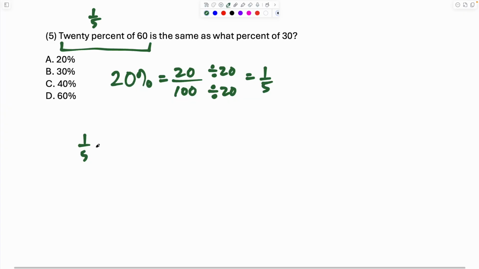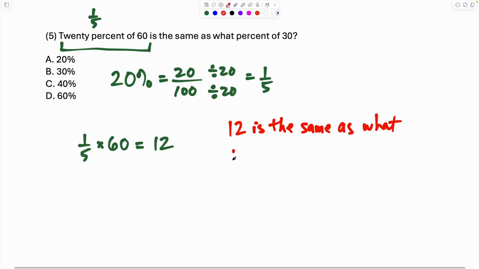So I'll start by doing 1/5 times 60. And if I do 60 times 1/5, that's the same as doing 60 divided by 5, which is 12. So now I could rethink this question. I could think of this question as 12 is the same as what percent of 30? So in math, sometimes it's very helpful to rethink a question, okay? Think of a new way to phrase it so that the task becomes clearer. Okay, so 12 is the same as what percent of 30? That's the new question since we just found 20% of 60.